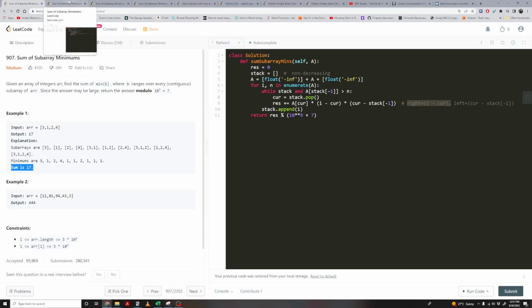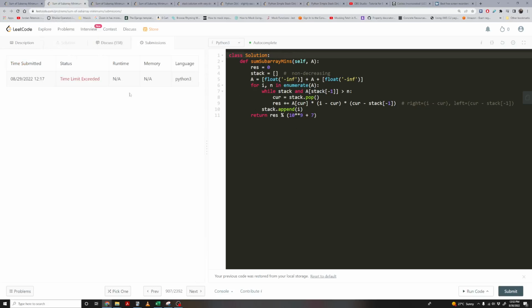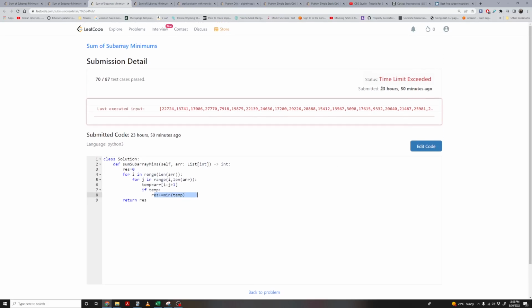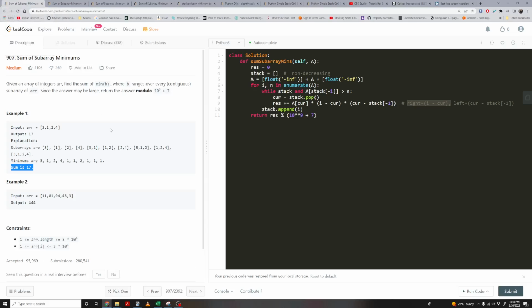The brute force way to do it is the way that I have done it, which is to find each subarray, find the minimum of that, and then add them up. But the issue is it's going to give you a time limit exceeded error. So there should be a better way to do that. The way that I'm going to show you is with a different point of view.